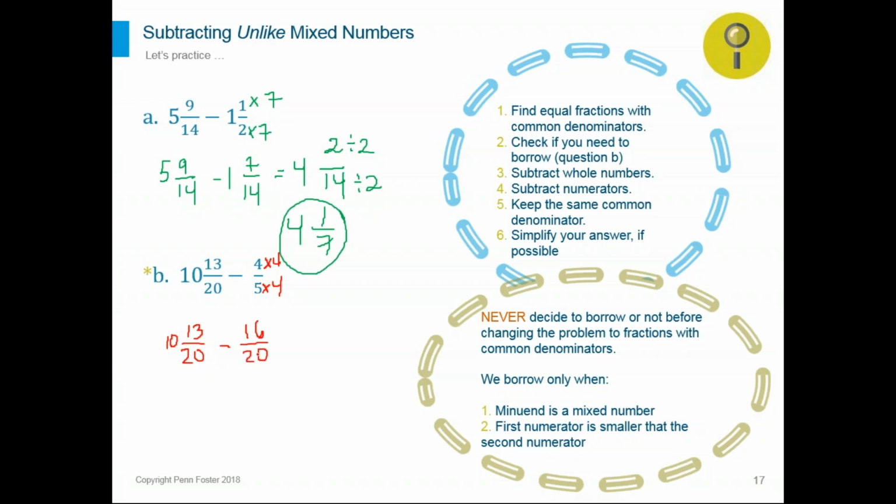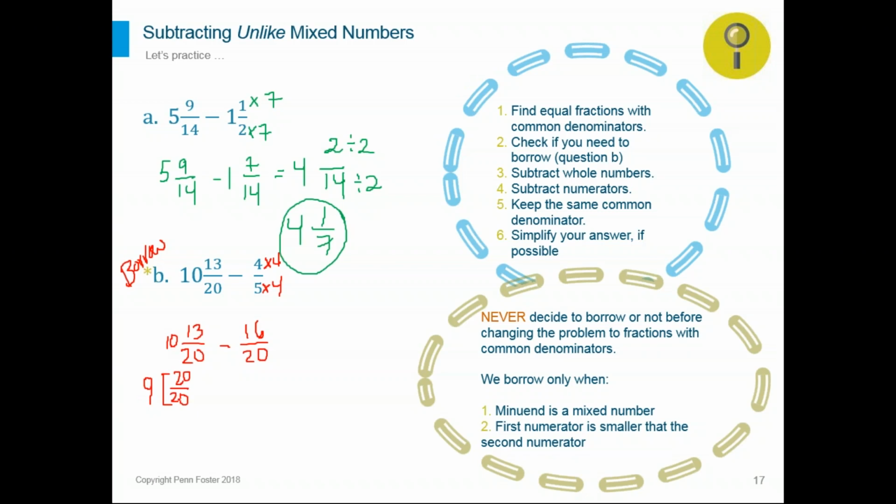Now we decide, is it a borrow or no borrow question? 13 minus 16, that's not doable. This is a borrow question. Okay, so the same thing that we did previously, we have to borrow 1 from the 10. The 10 will become a 9. That 1 we can rewrite as 20 over 20.